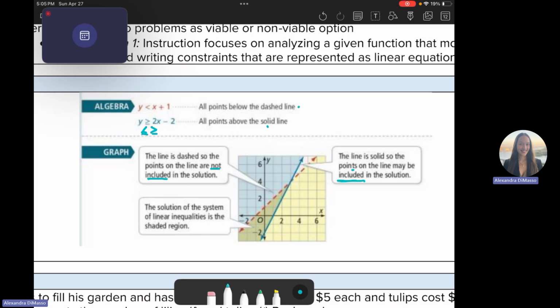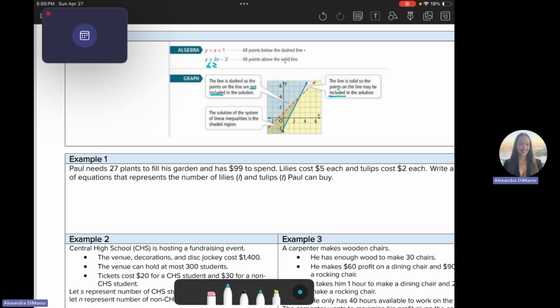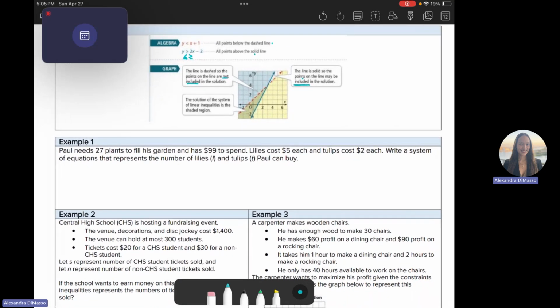So what we're going to do now is really look at some word problems, which I know you guys love so much. And we're going to do some practice writing equations based on word problems. And you are definitely going to see this on your EOC, so not something to skip over.